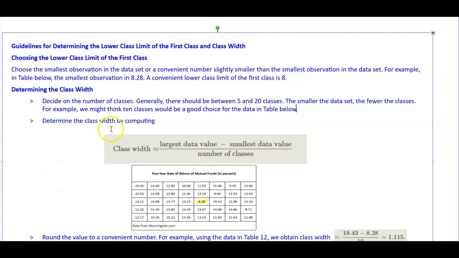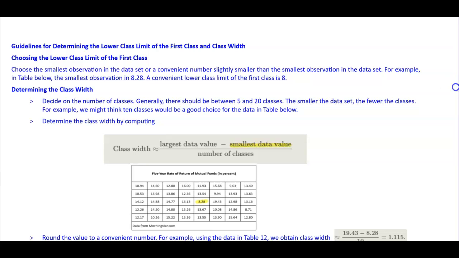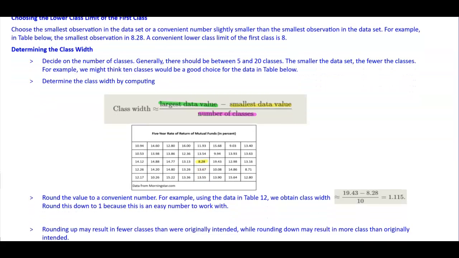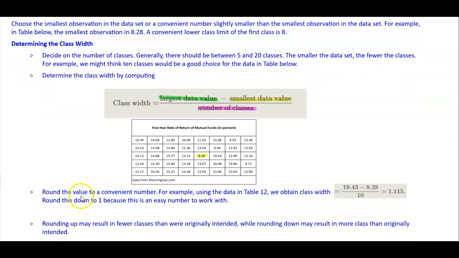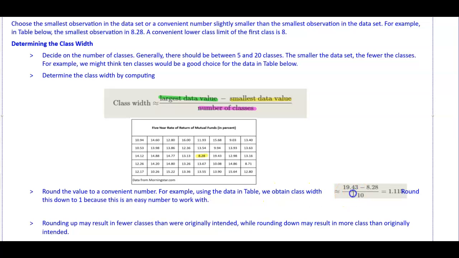Now determine the class width by computing the following. Whenever you want to find the class width, you're going to take the largest data value and subtract the smallest data value. We know what the smallest data value is. Then we're going to divide that by the number of classes. Now let's take a look at this example that we've done. Once we do that, we're going to round the value to a convenient number. So for example, using the data in the table that we have, we're going to obtain the following.